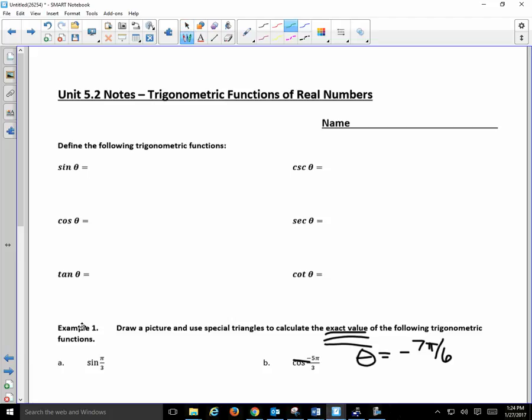Let's do it. Trigonometric functions of real numbers. Define the following trigonometric functions. We're going to start to do things with these angles. We've talked about angles in degrees and in radians. Now what we're going to do is insert trigonometric functions. The first one is sine.